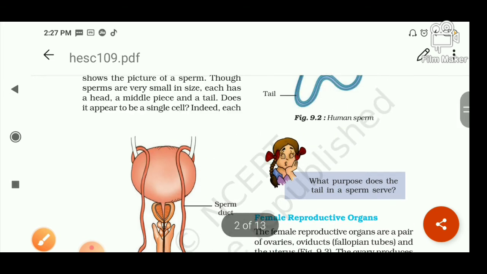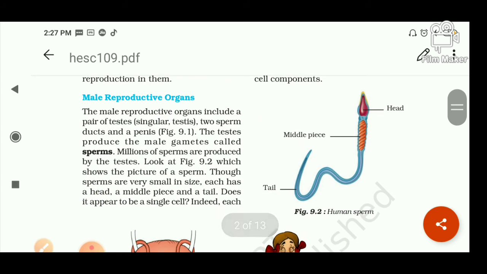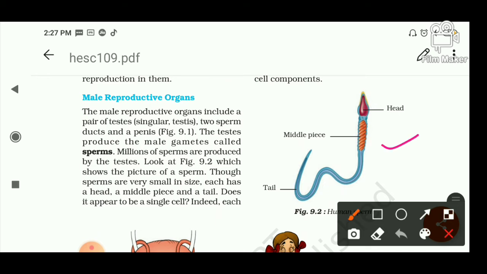And I can show you the structure. Now see this. This is a sperm, a human sperm. This is a single celled structure. It is divided into three distinguishable parts. The first part is called the head, the middle part is called the middle piece, and the last part is called the tail, right?